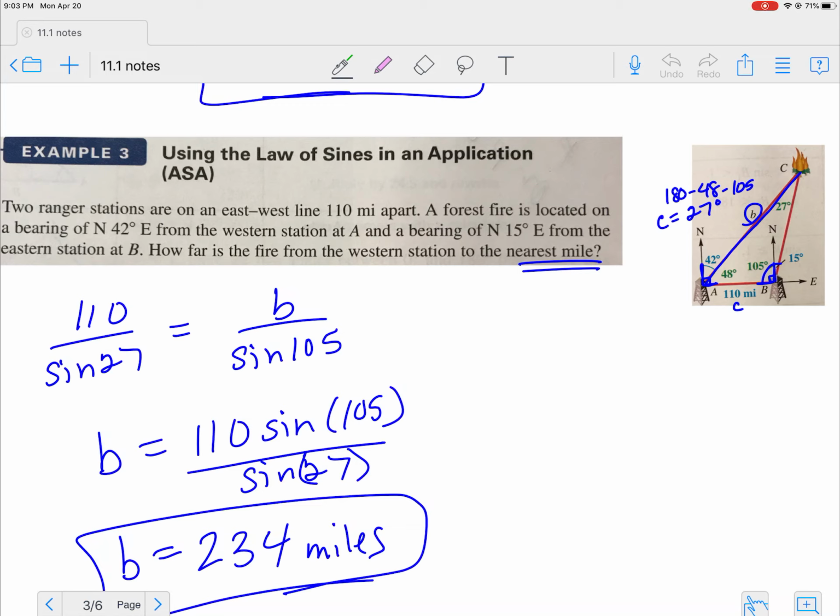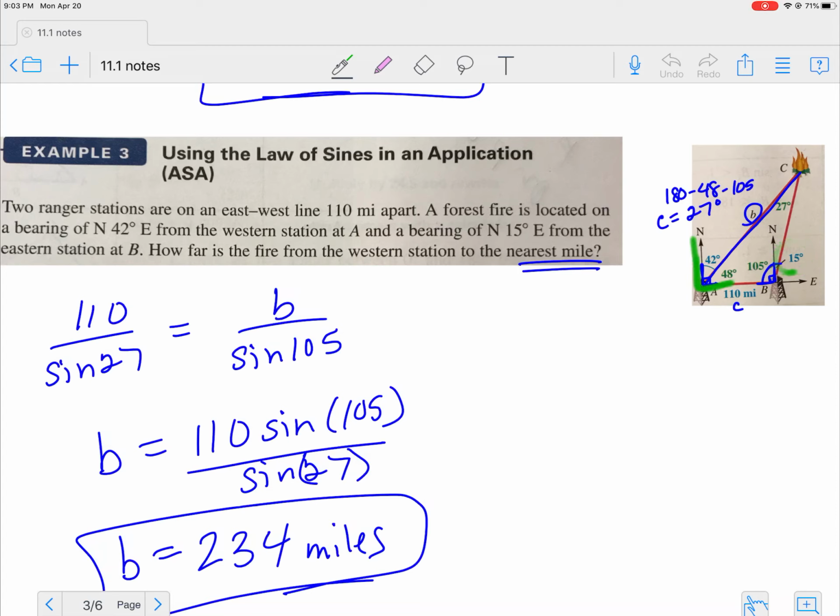And from the western station A, and a bearing of north 15 east from station B. How far is the fire from the western station to the nearest mile? So I'm trying to find this B value. Okay, now you can see it here, but let's just work this out. I know 42 and I know 15, and that's it.